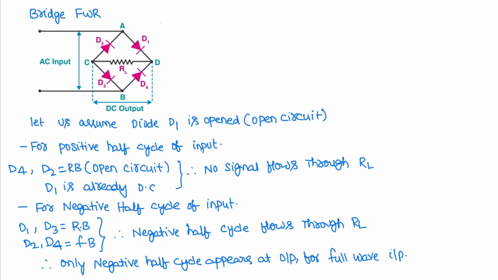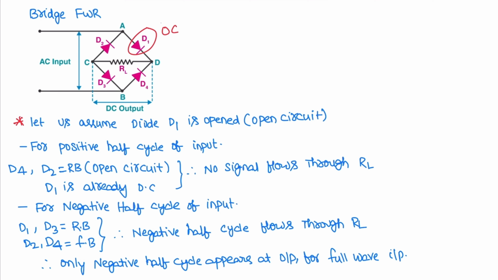So let us see the bridge rectifier. A bridge rectifier consists of 4 diodes. As per the question, let us assume diode D1 is open circuited. For the positive half cycle, D4 and D2 are open circuited and D1 is already open circuited. So that means 3 diodes are open circuited and there is no signal flow through RL.